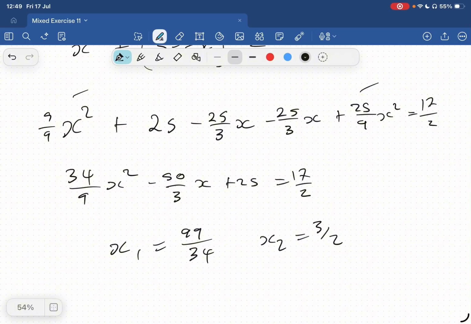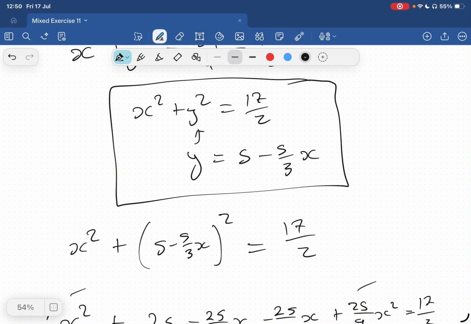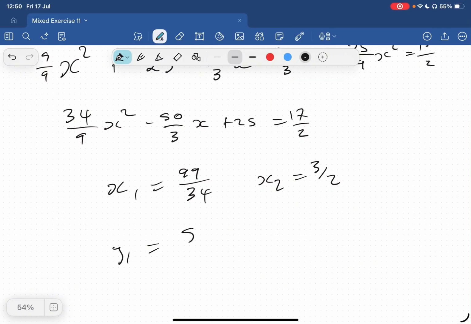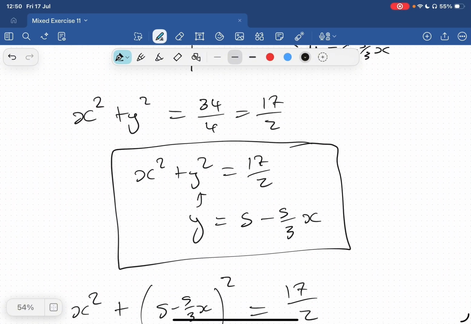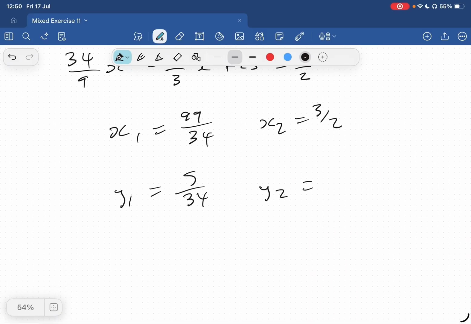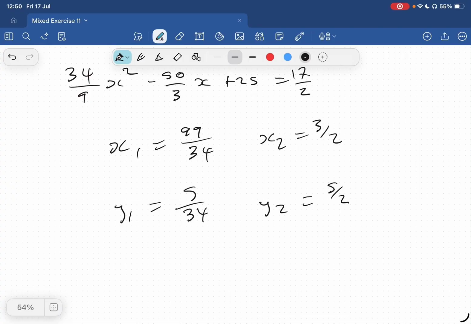Perfect. Now we need to figure out what our y values would be. Using x1, we have 5 take away 5 over 3 lots of 99 over 34, which gives us y1 equals 5 over 34. Then y2 is going to equal 5 take away 5 over 3 times 3 over 2, which equals 5 over 2. And that there is our final answer.